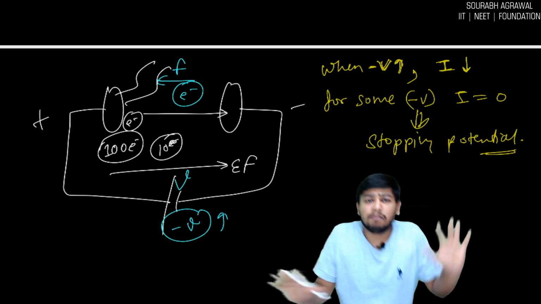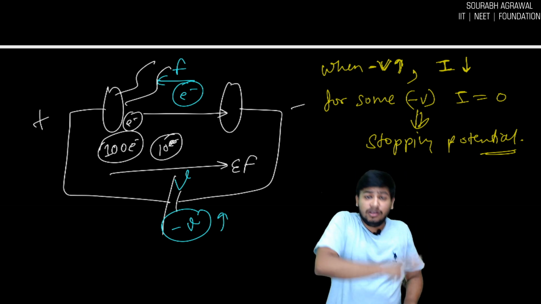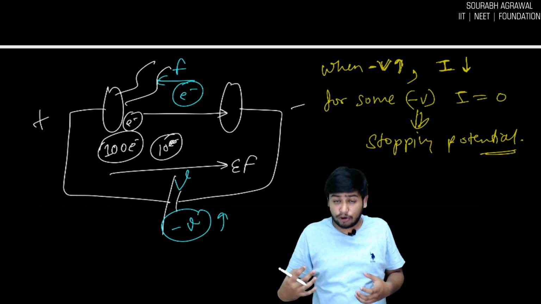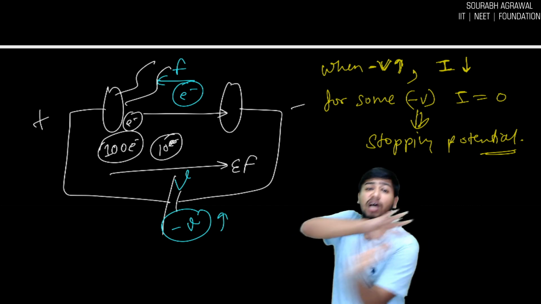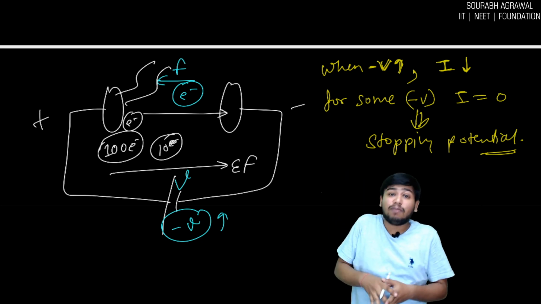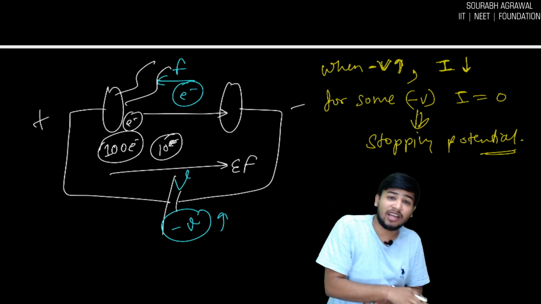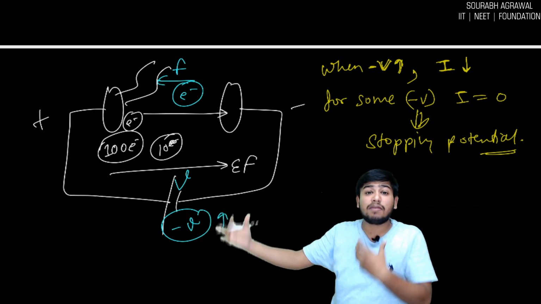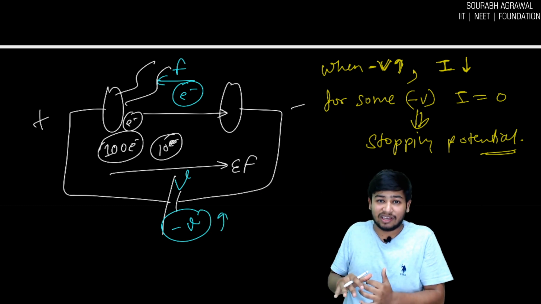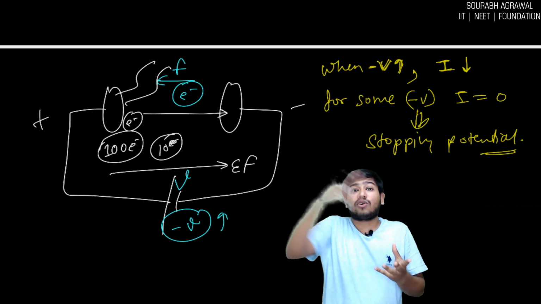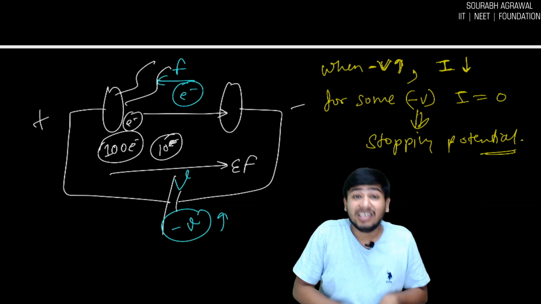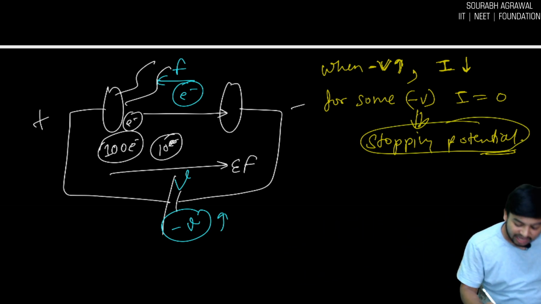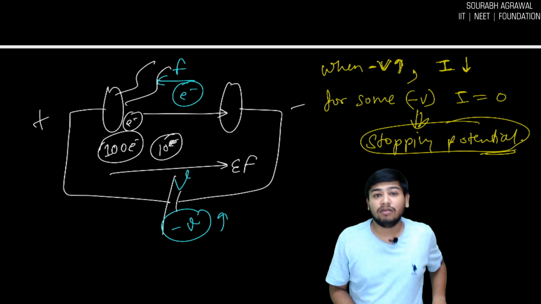Everything is very simple. When no potential is given, some of the electrons are coming. When you increase the potential in positive, more electrons are reaching. When you increase the potential in negative, the opposite direction, what is happening? The number of electrons reaching the other plate is reducing. And for one potential, no electron is reaching. That means current is 0. That potential is known as stopping potential.